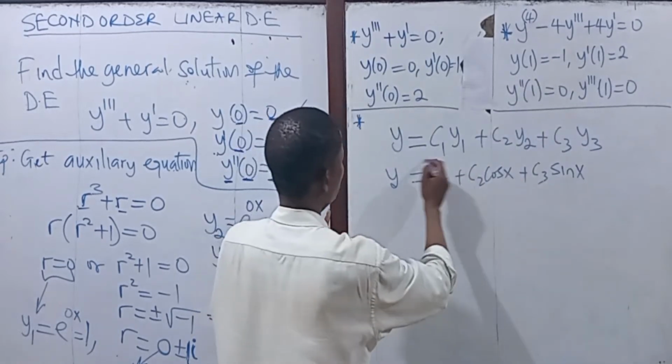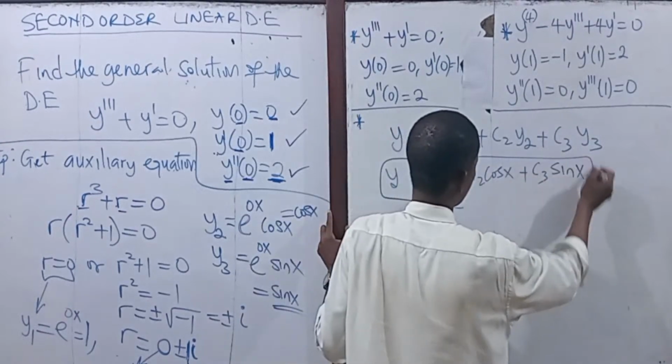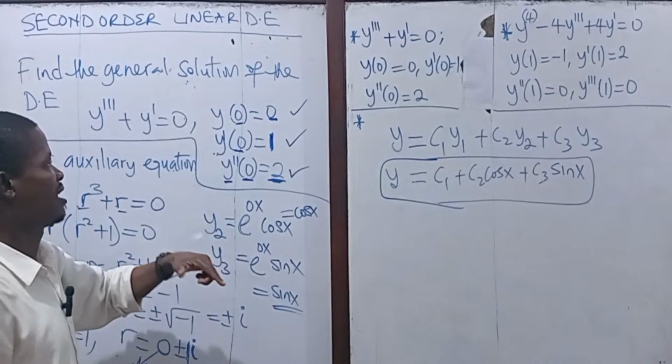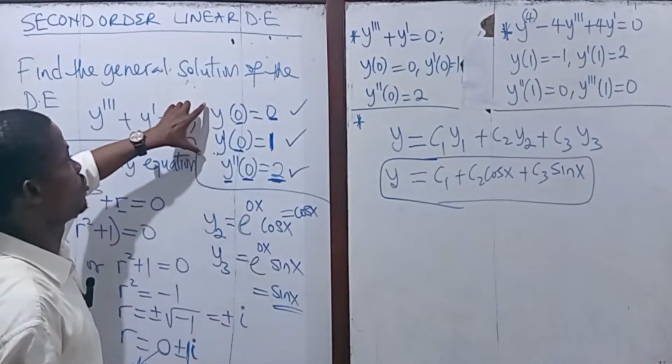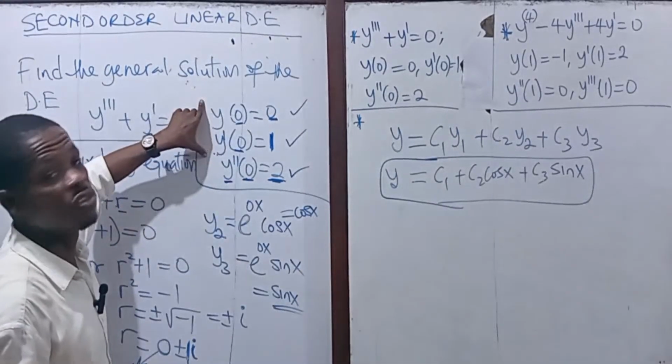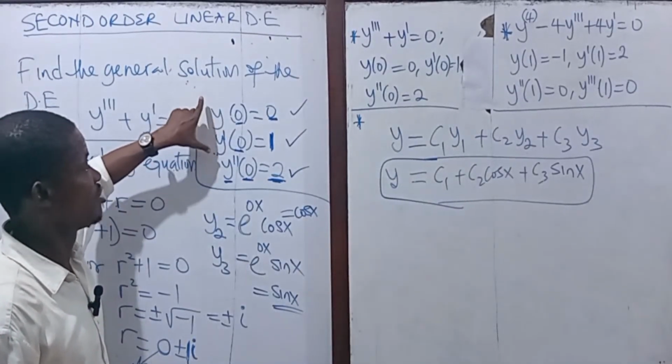We've already gotten the general solution. So we need to get C1, C2, and C3. And how do we do that? We need to use the initial value conditions given to us.